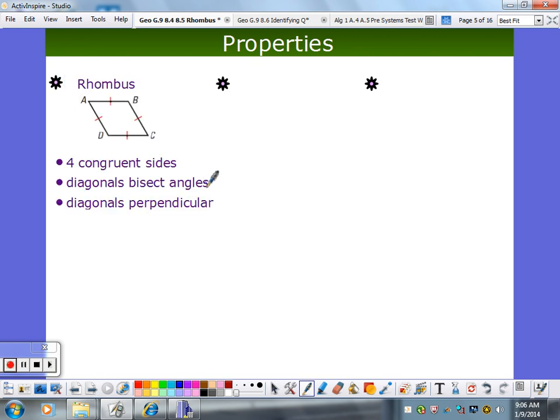Some properties now. Here are some properties of a rhombus. Remember, these will have all the properties of a parallelogram because they are parallelograms.